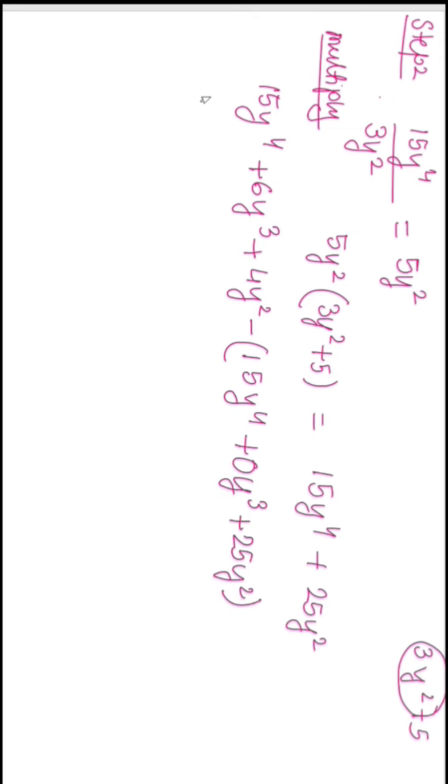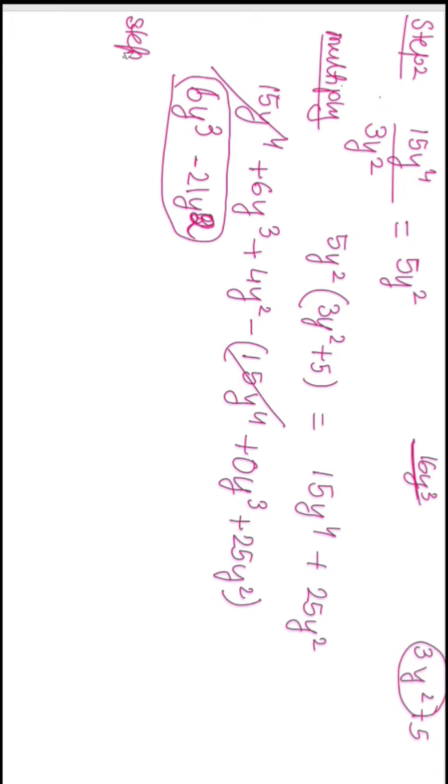Now do minus. The 15 is cancelled. There is nothing for y cube, so it is directly 6y cube. And what about 4 minus 25? It will be minus 21y square. Okay, so this is your second step. That's all. In my step 3, what will I do?